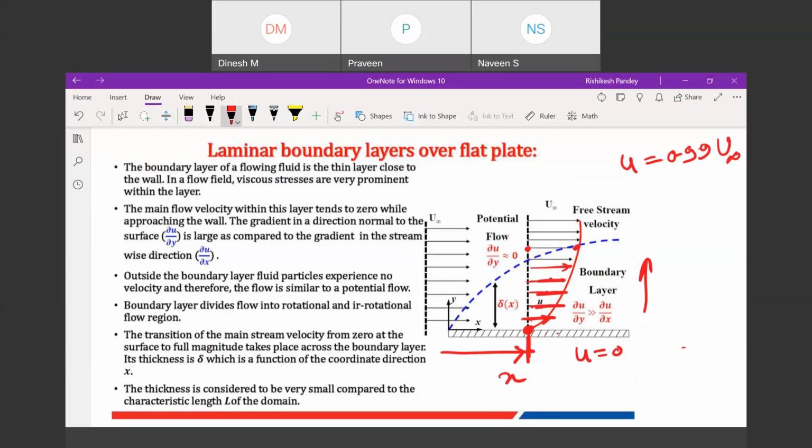Now this layer will try to stop this velocity, but as this layer has higher velocity and this has lesser velocity, it will move with a velocity in between these two. Similarly, in this direction, the velocity will increase. Here it will be 0. It will increase, and finally a point will come where the velocity equals 0.99 times the free stream velocity.